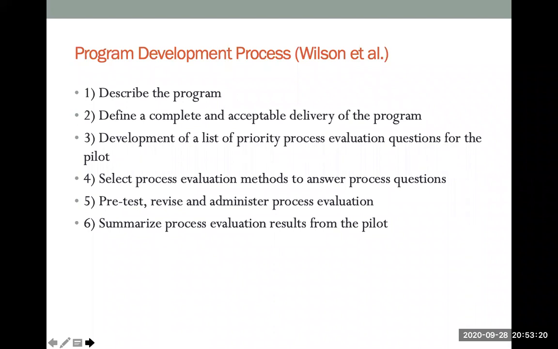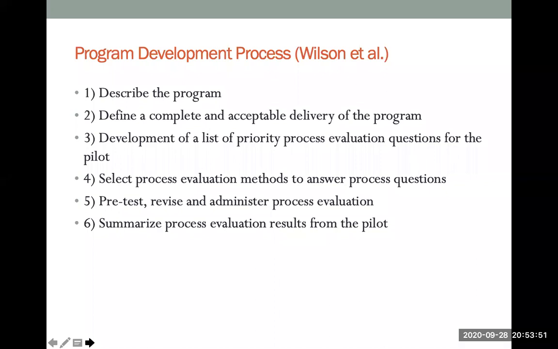In stage 5, what they did based on these measurements that they generated, they pre-tested, revised, and administered the process evaluation tools to collect process evaluation data during this pilot phase. The data was collected from staff involved in the program implementation. The last phase that they engaged in was to summarize the process evaluation results from the pilot.